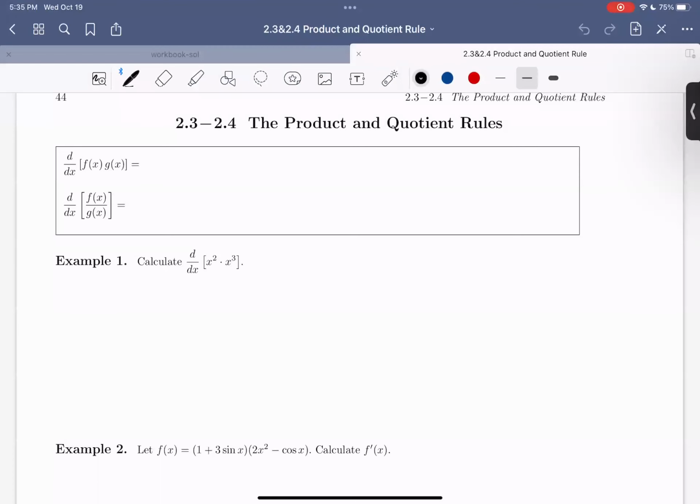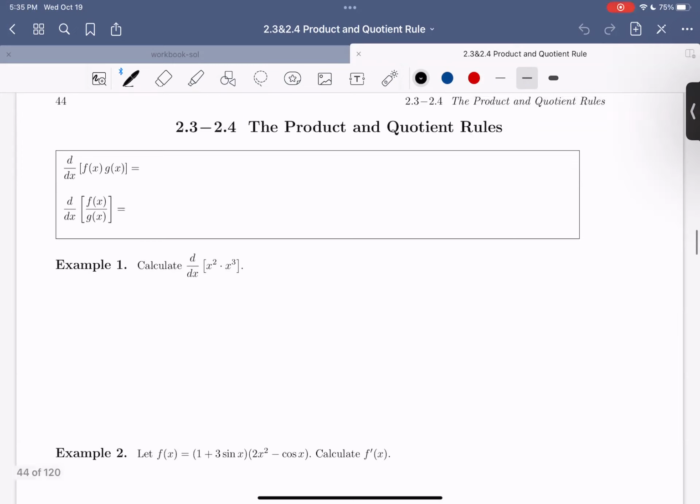Hello, everyone. In this video, we're going to look at the 2.3, 2.4 notes on the product and quotient rules. Just to recall where we are, at this point in our class we are learning shortcut formulas for computing derivatives. In our previous section, we looked at power functions, so functions like x to the n, and how to compute derivatives of those functions. We also looked at sums and differences of functions. So now the next step naturally leads to computing the derivative of a product of functions and a quotient of functions.